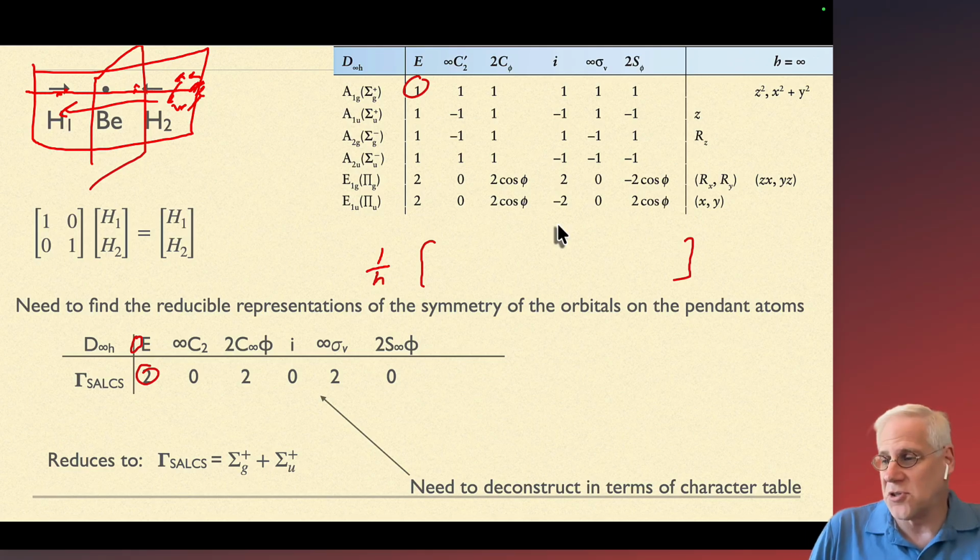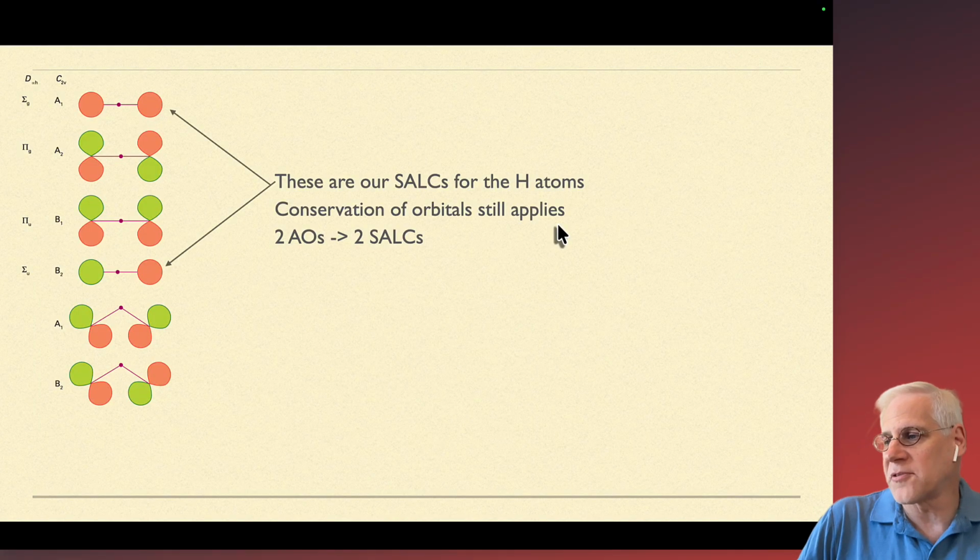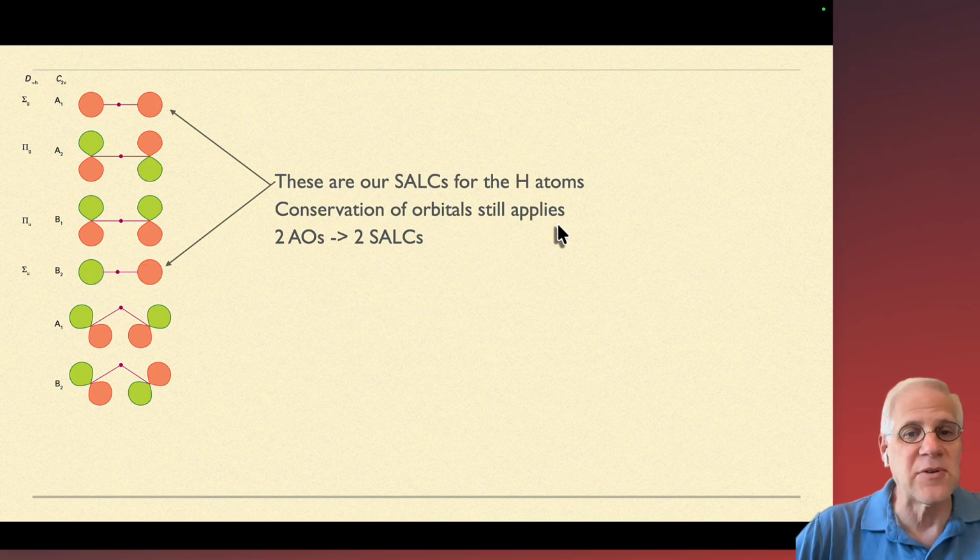But for now, we just used an inspection method. It works well with this one because it's a fairly straightforward deconstruction. So we have a sigma g plus plus a sigma u plus. So we look at our table for our orbitals for our SALCs. And for D infinity h, we have a sigma g, we have our sigma u right here. And so we have the symmetry here and the symmetry here, just like we had for the water. It looks very similar. The only difference is these are in a linear arrangement, whereas the C2v was in a bent arrangement.